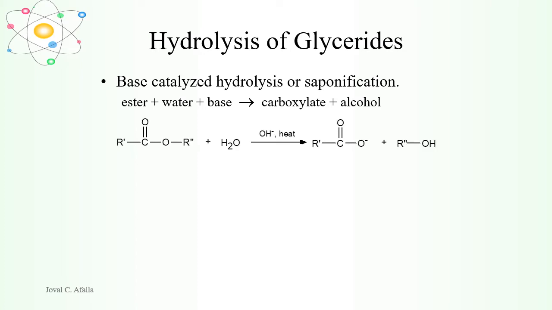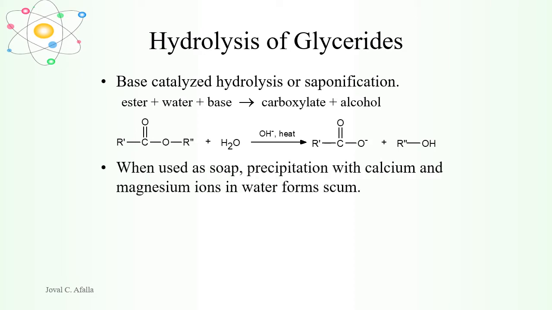So here's the generic reaction, recall from your organic chemistry. And then the carboxylate group that precipitates is the one that we use as soap, hence saponification. Now, sapon refers to soap. However, recall that one problem with carboxylate groups is that they precipitate with calcium and magnesium ions, and they form the scum that you may observe in your bathroom tiles after taking a bath.